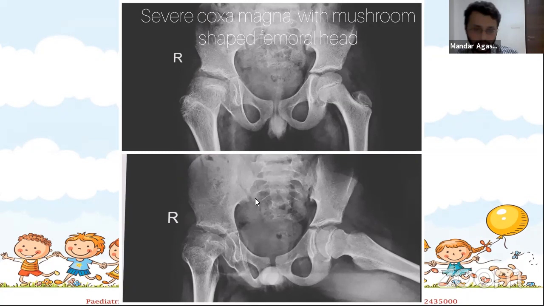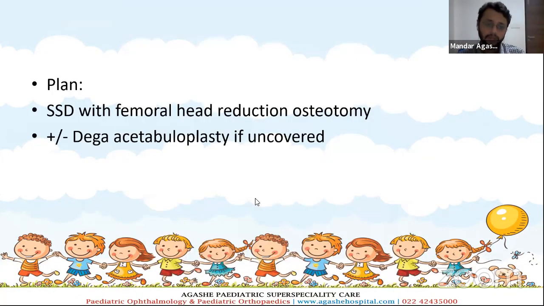But yeah, I think what you said was absolutely right. When you do a head reduction, it becomes a very small head in a very capacious acetabulum, which has become capacious because of the coxa magna which has developed. In the recent papers, what they have described is doing an acetabuloplasty with it, something like a small Dega acetabuloplasty, so as to decrease the volume and inclination of the acetabulum, so as to cover the head better. So that is what I have done here.